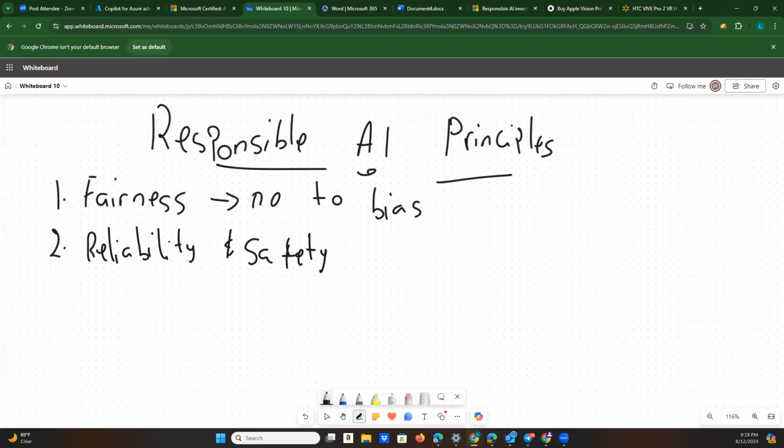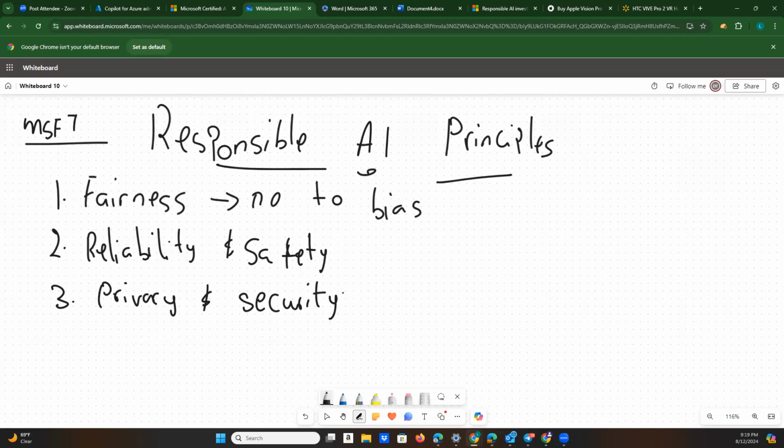There's also the privacy. If you notice, these Microsoft responsible AI principles are trying to mitigate those problems that I highlighted earlier. So there's also privacy and security. I'm beginning to speak French here. Privacy and security principle.